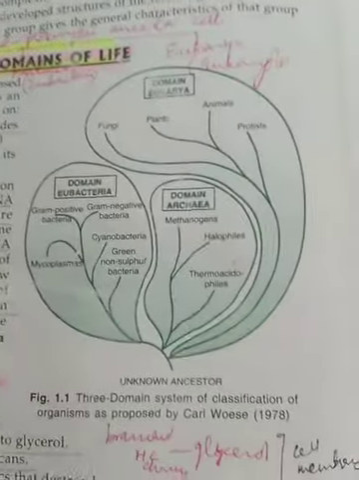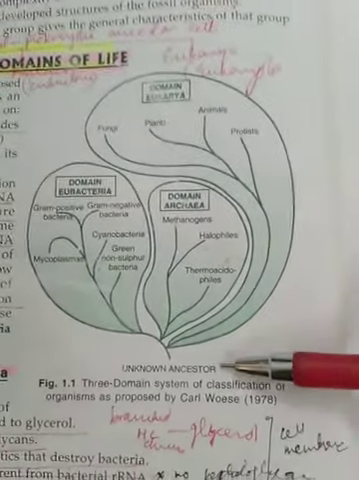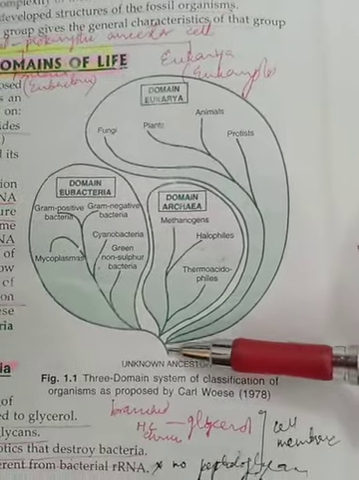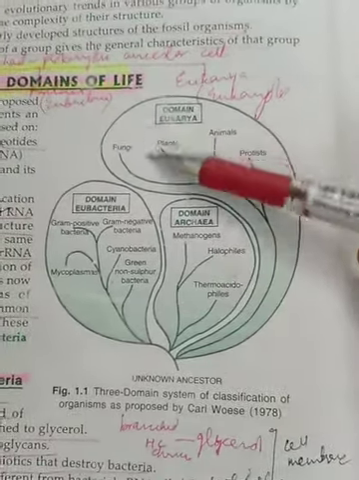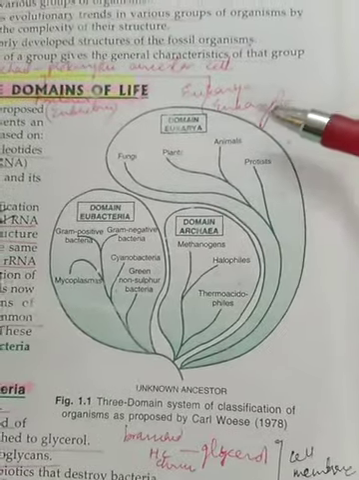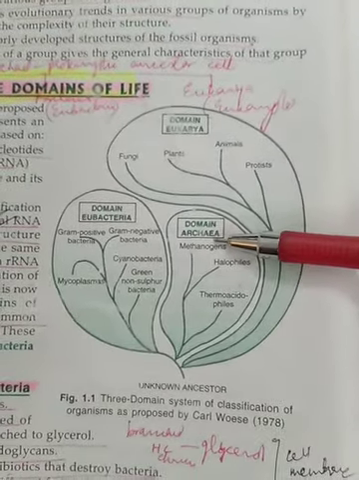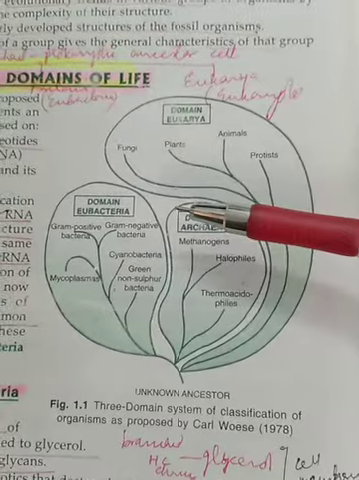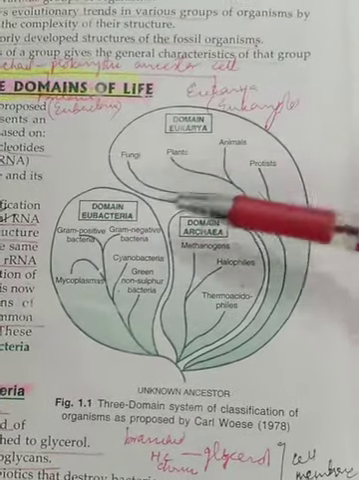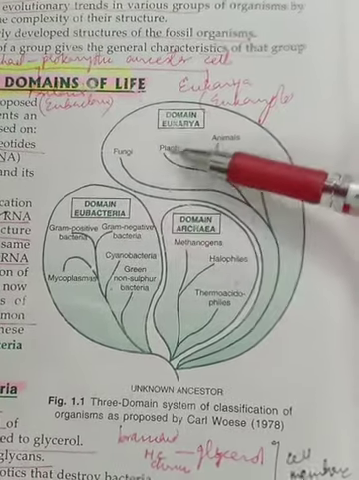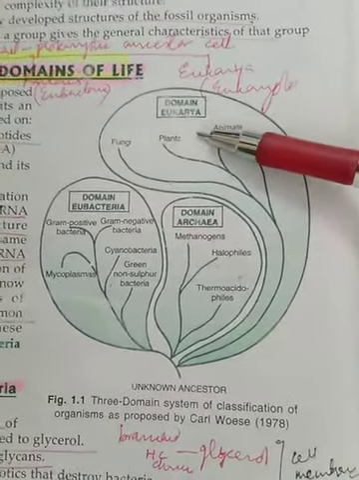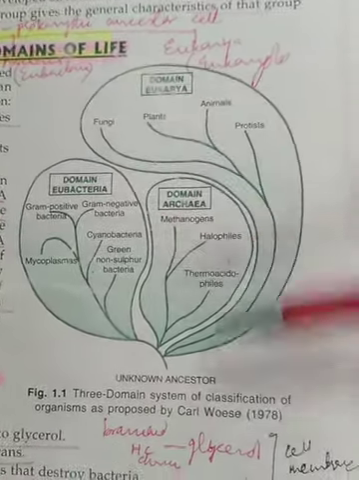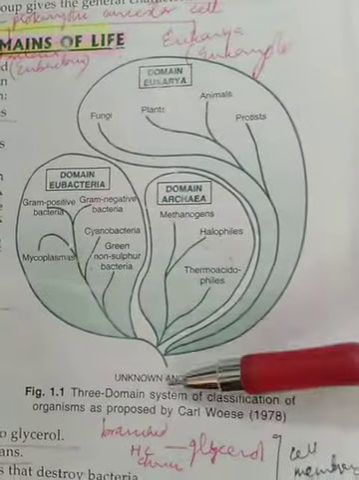So if you see this diagram, this is an unknown ancestor, and from a similar source came three broad wings or three domains. We call them domain Archaea. Second is domain Eubacteria, and third is Eukaryota or Eukarya, right? So there are three domains. You can see more or less they started from one common origin.